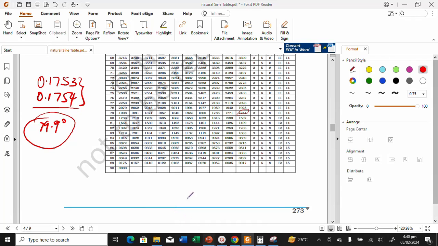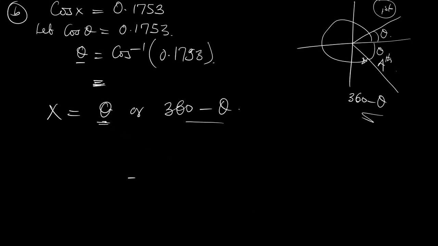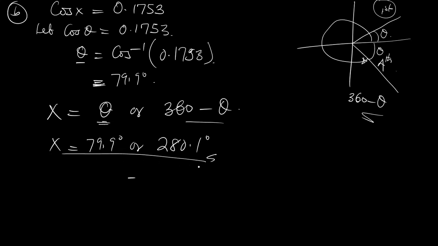Now let's go to the problem. That means theta is 79.9 degrees. So x will now be 79.9 degrees, or 360 minus 79.9 degrees. This will give us 280.1 degrees. So this is the answer for x.